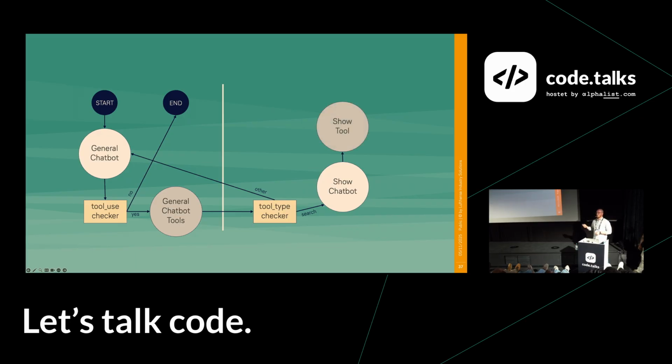And from the show tool, remember again, we hardwire to the finish checker. And that finish checker has two options for us. Either we are finished, then we route to the end, or we're not finished, then we route back to the general chatbot and let the circle begin again. And that's the agent architecture that we are now currently working with.